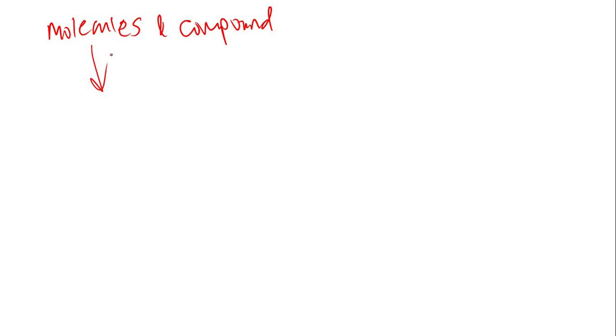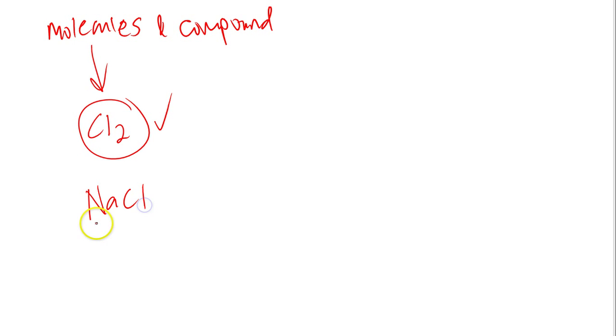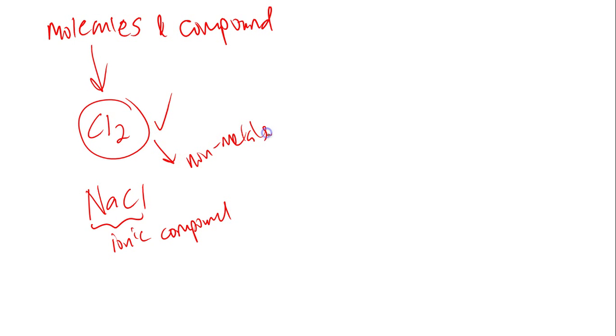Molecules are used only for non-metal compounds. So I can say a molecule of chlorine, this is a molecule of chlorine gas, Cl2, this is correct. I cannot say a molecule of sodium chloride, for example. This is an ionic compound, and I cannot use the term molecule. So this is only used for non-metals.